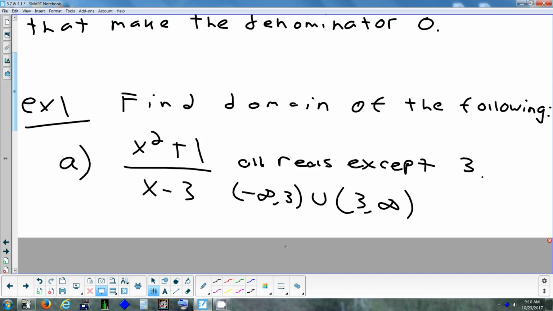So here I'm describing what it is. Up at the top, we're saying basically what it isn't. It's everything except 3. Okay, so different ways you can write it. I would just be familiar with both.